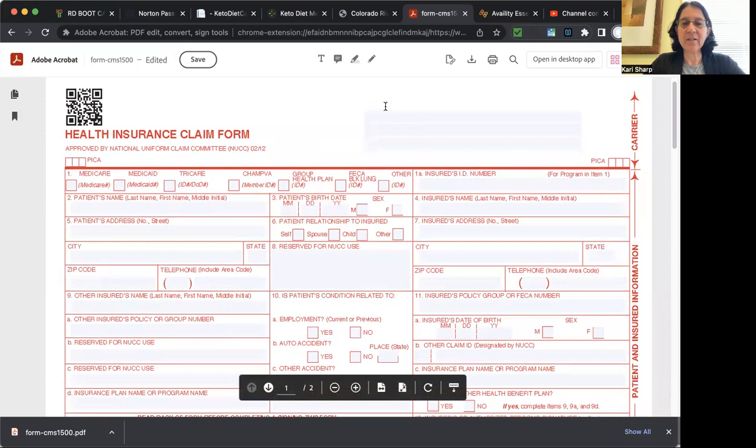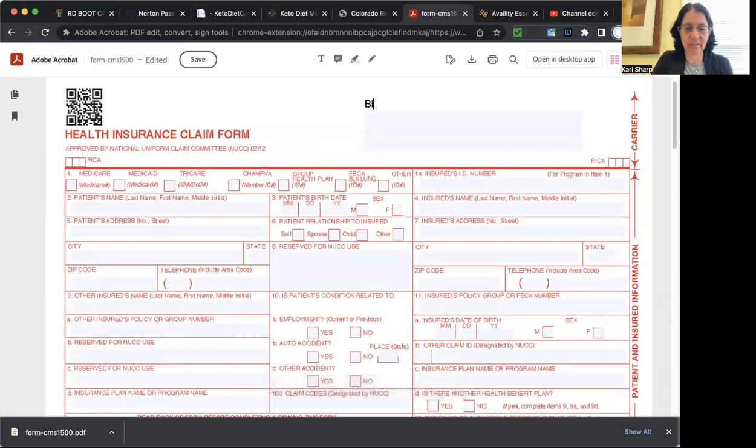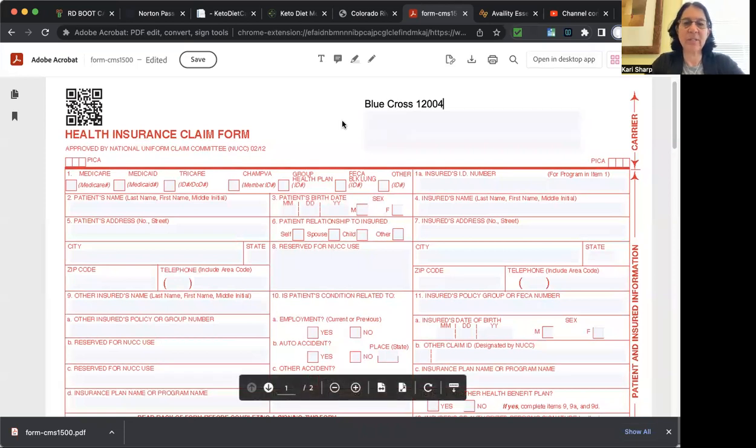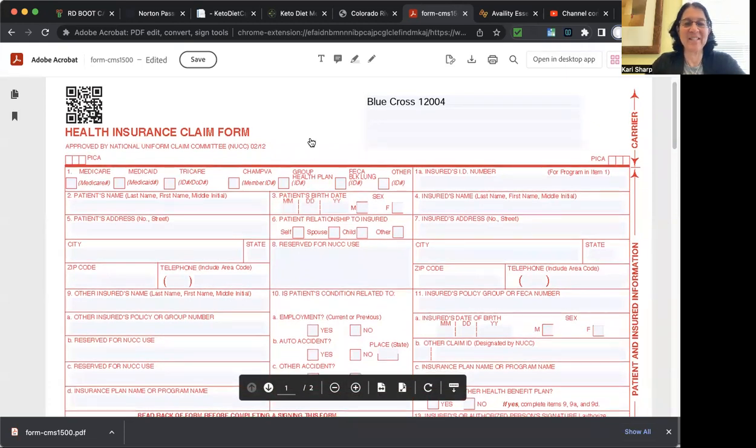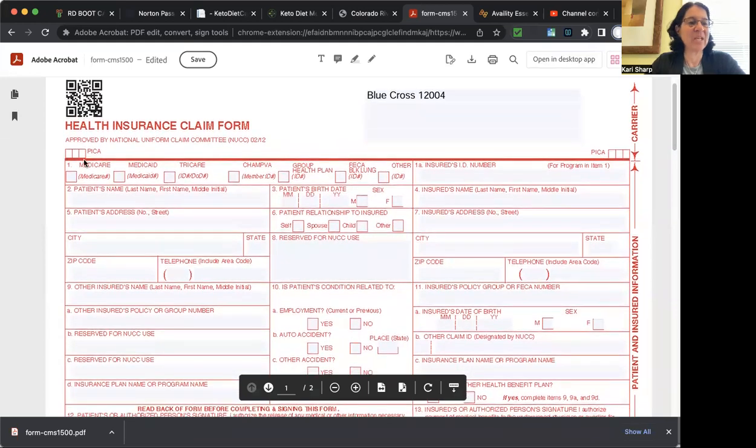So up top here, it's usually like the insurance company. Let's say we're billing to Blue Cross. And they have a code too. They usually have some combination of letters and numbers. So that's who we're submitting our insurance claim to. Most of these, the CMS 1500s now are digitized, and I'll show you after I walk you through the claim form.